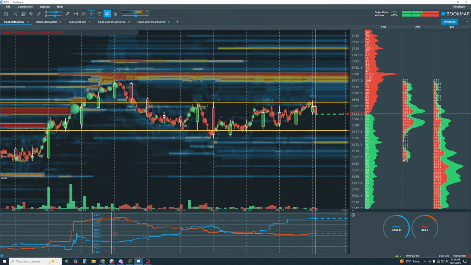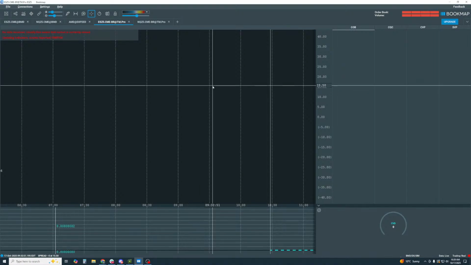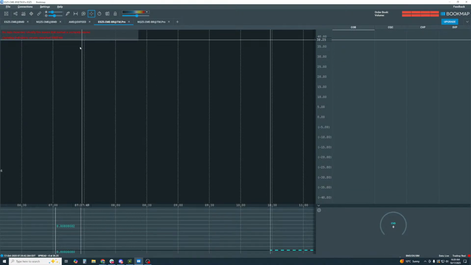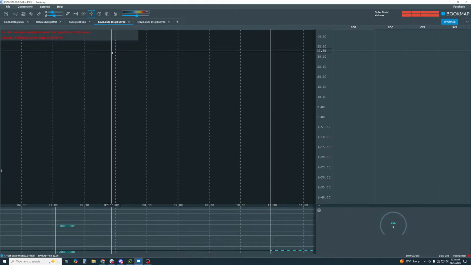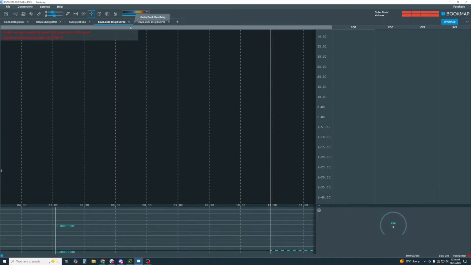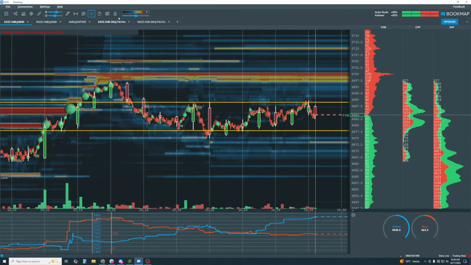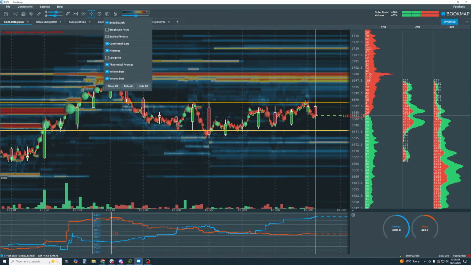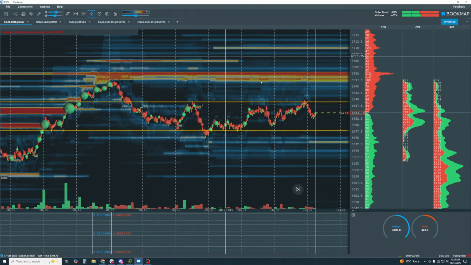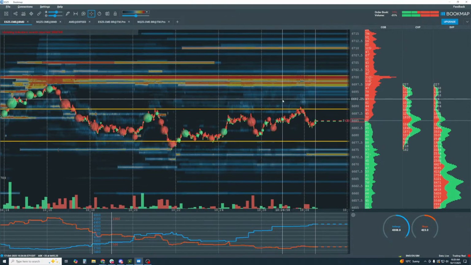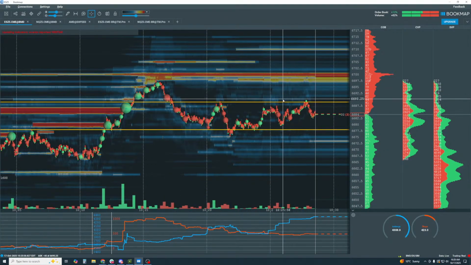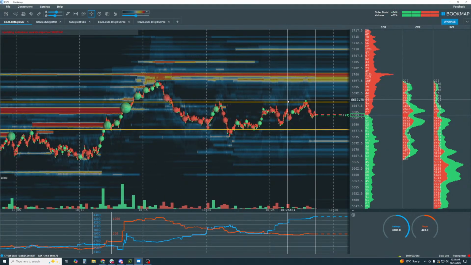Let's see how our Trader Map Pro did. Data received. All right. I'm going to take the candles off. And there we go. Now we can look at the pure order flow.